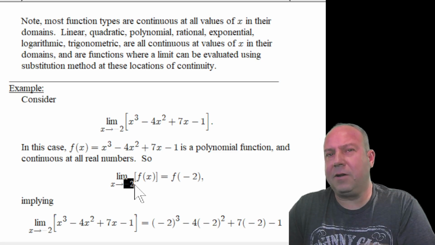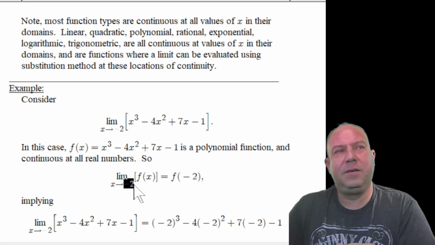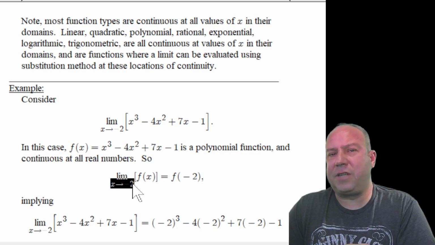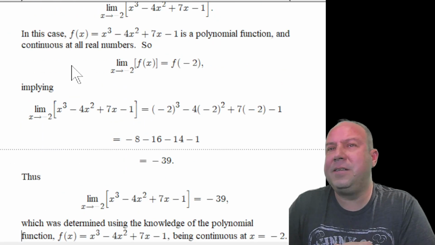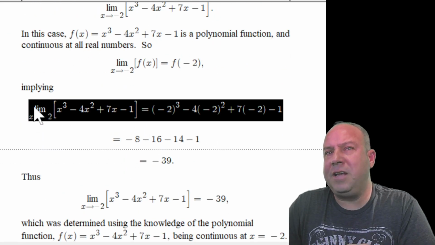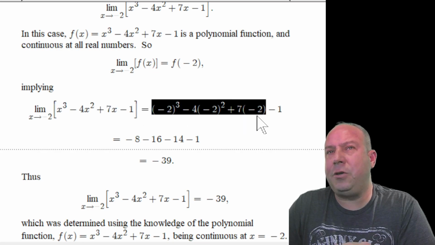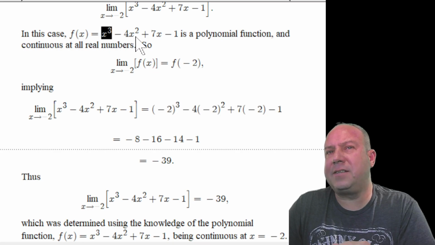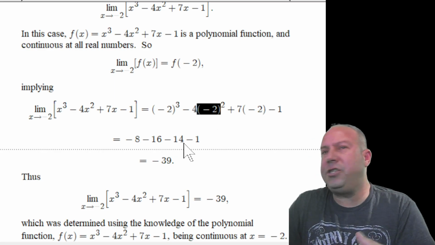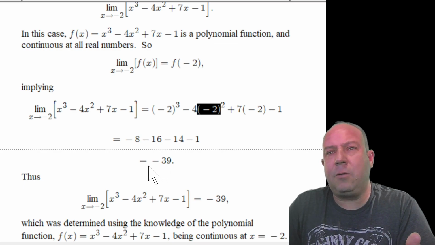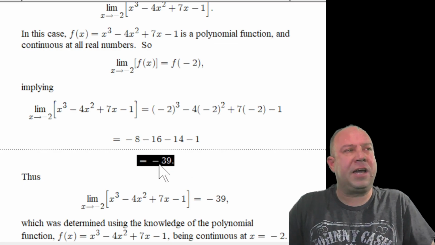In the notation for our limit here, when we think about the value of our limit and this polynomial function, the limit can be found just by plugging -2 into that polynomial form, substituting into these locations for x cubed, then minus 4x squared, then plus 7x, this value of -2. And through simple arithmetic, we can evaluate this to be the value of -39.